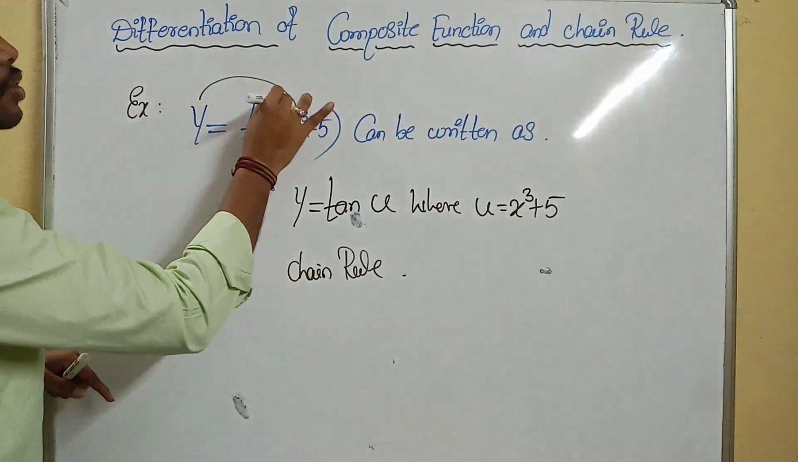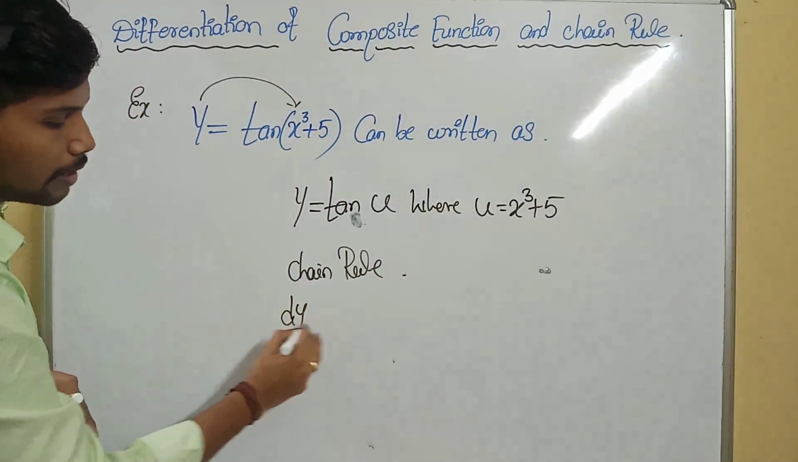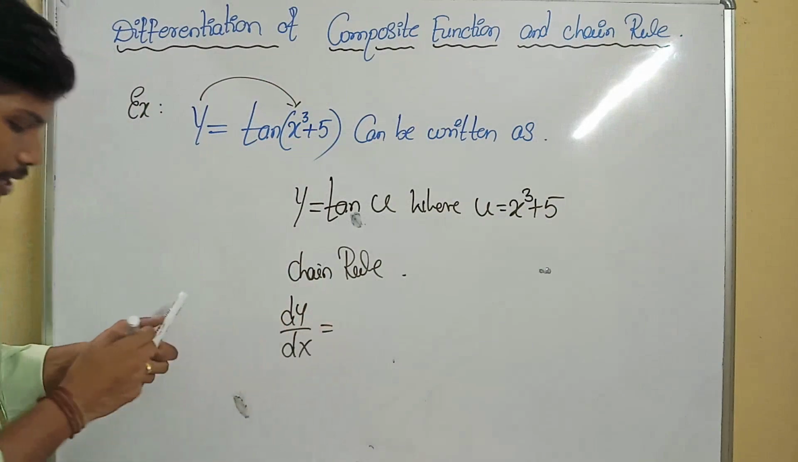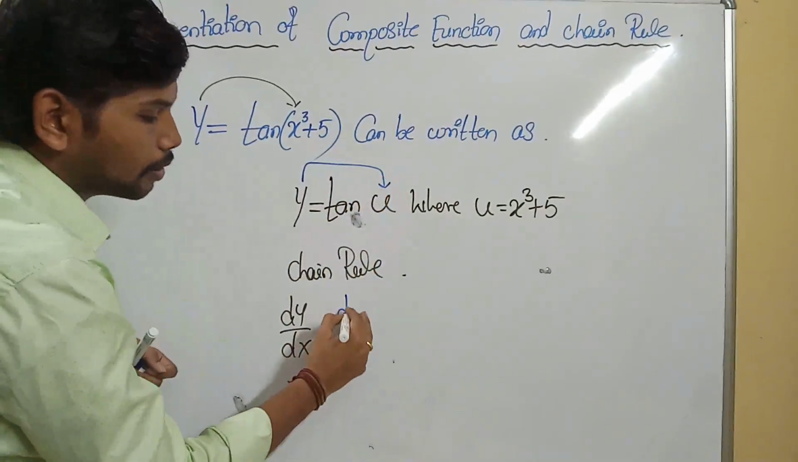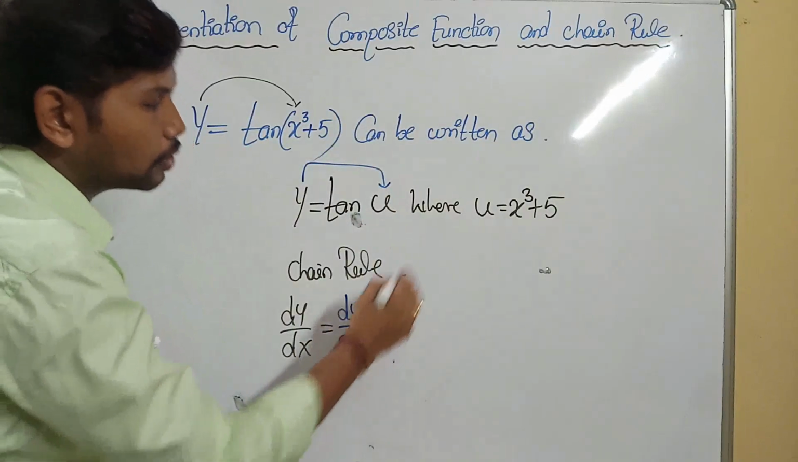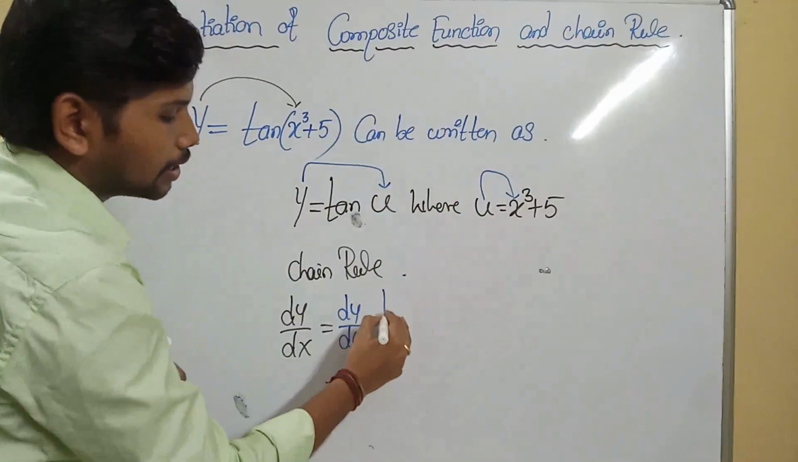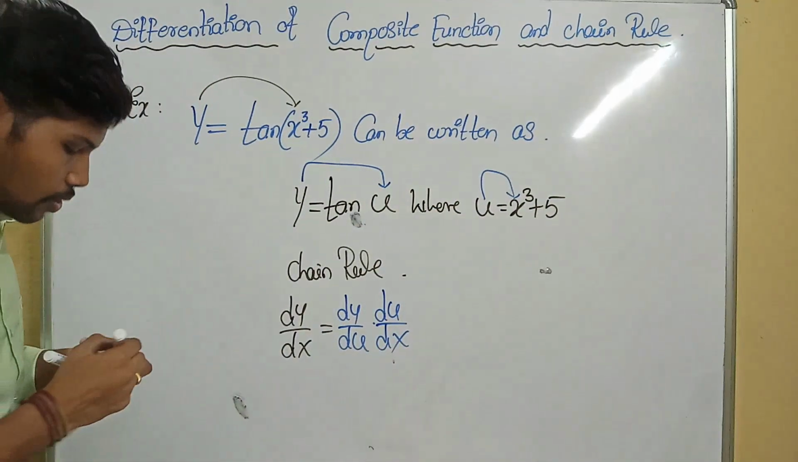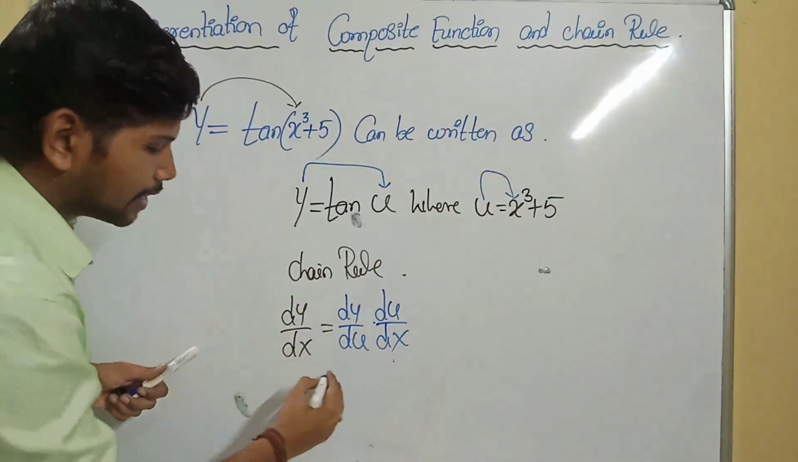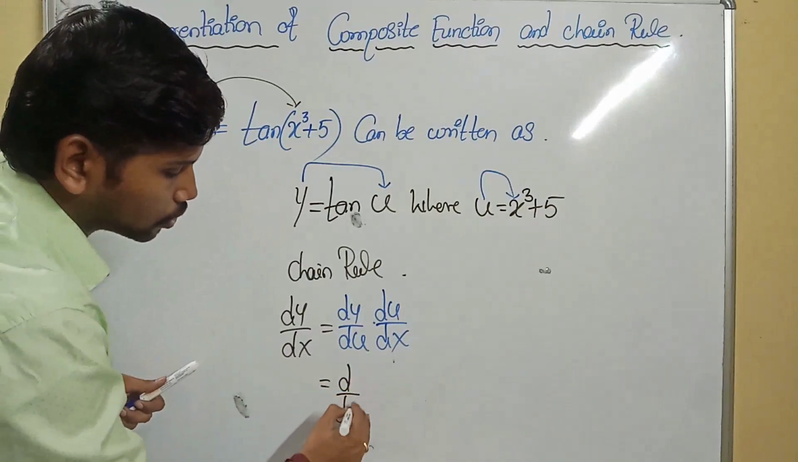Initially y is a function of x, that's why dy by dx. After converting to a simpler function, y is a function of u, so it will be dy by du, and u is a function of x, so it is du by dx. Did you understand clearly? Is it okay? Then I'll give one complete example of how to differentiate the function.